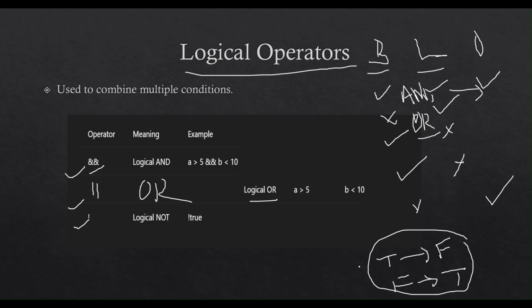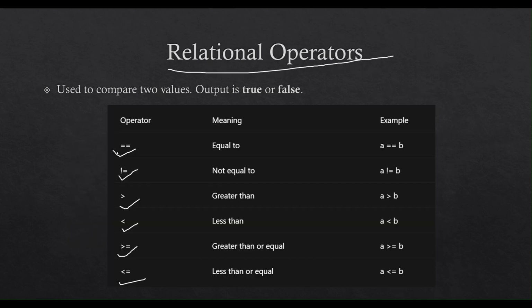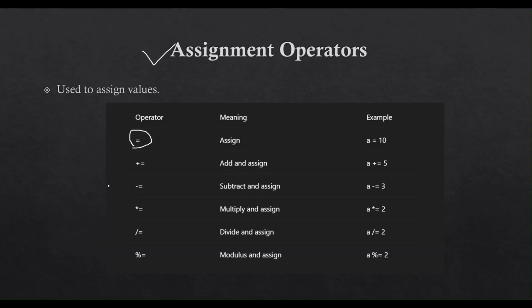So it's time for the assignment operator. Suppose I want to create a variable and pass a value into it. To pass the value, the assignment operator is used. Basically a single equals is used for passing the value. Double equals is used to compare the values of operands or variables, and to assign the value, single equals is used.